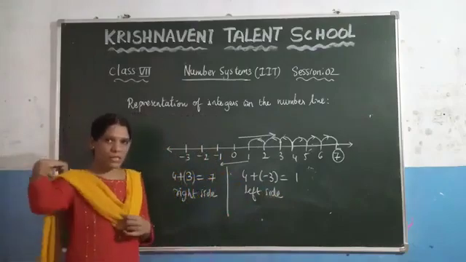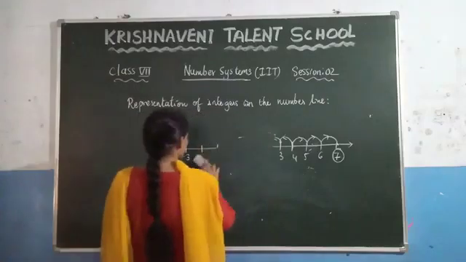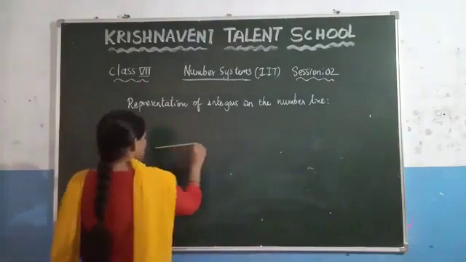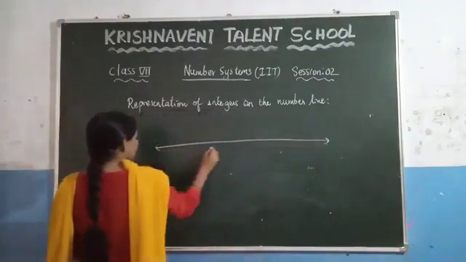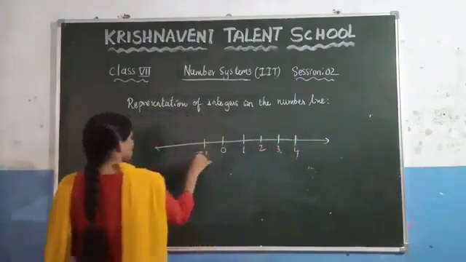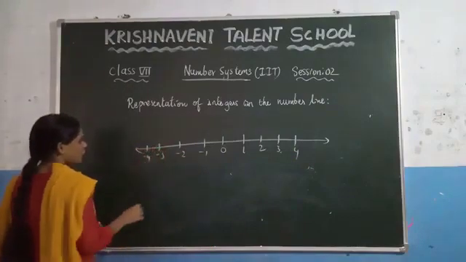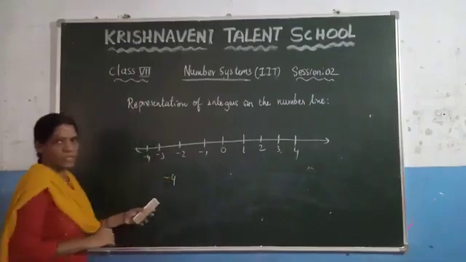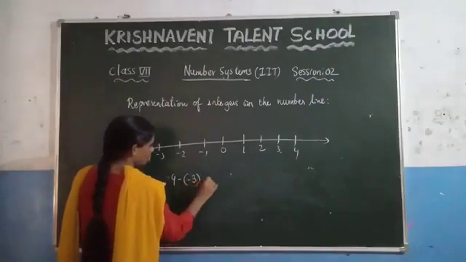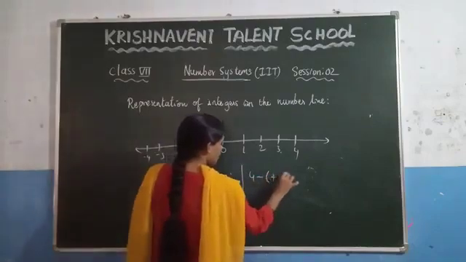Now let us see about the subtraction of integers. So here, next one. Again draw the number line and mark the numbers 0, 1, 2, 3, 4, -1, -2, -3, -4. The same examples I am taking here: 4 minus of -3, and here 4 minus of +3.